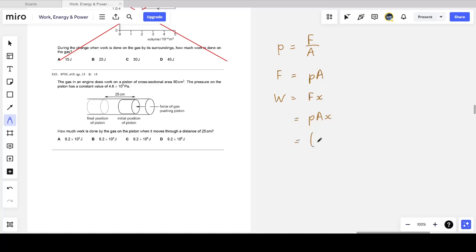The pressure is given. It's a constant 4.6 times 10 to the power 5 pascals times the area. It's 80 square centimeters, so that's 80 times 10 to the minus 4 square meters multiplied by 0.25 meters. How did I get this?